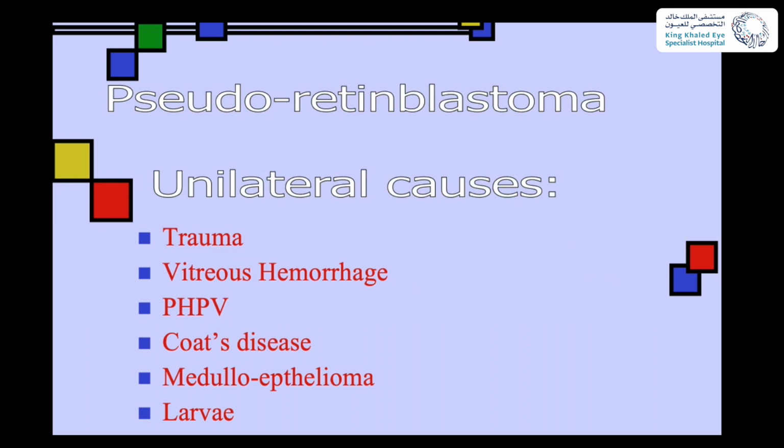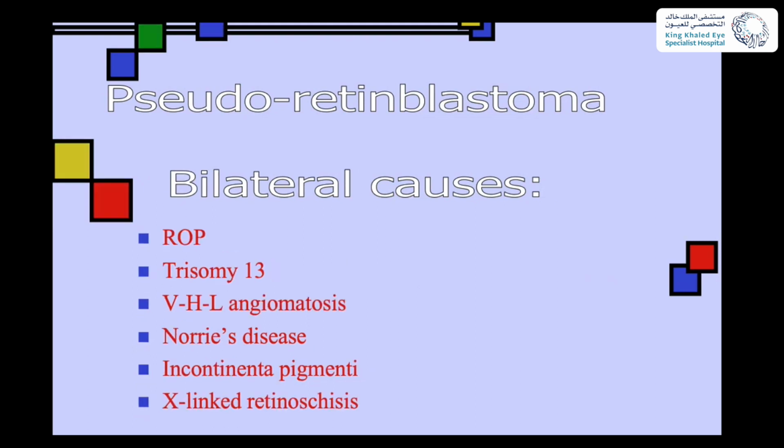We have to look at leukocoria in two ways, either unilateral or bilateral. Unilateral cases are most of the time due to trauma, vitreous hemorrhage, PHPV, Coats disease, medulloepithelioma, or retinoblastoma. Retinoblastoma usually is bilateral, although the severity could be asymmetric from one side to the other. Down syndrome patients sometimes present with congenital cataract or retinal changes or retinal detachment. Also von Hippel-Lindau angiomatosis, Norrie disease, and congenital pigmented or X-linked retinoschisis. All these causes may cause leukocoria due to retinal detachment and retinal changes in retinal dysplasia.